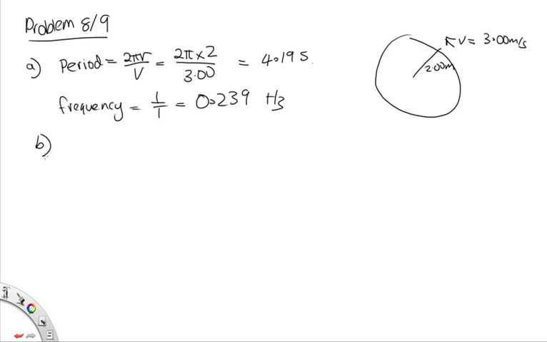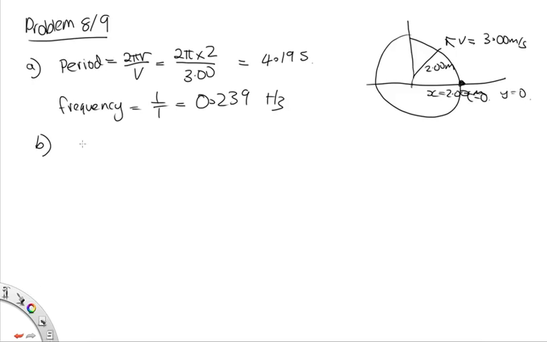Part B says write an equation for the x component of the position of the ball as a function of time. Assume that the ball is on the positive x-axis at time 0. So it's moving here at t equals 0. It's got x is equal to 2.00 meters and y is equal to 0.